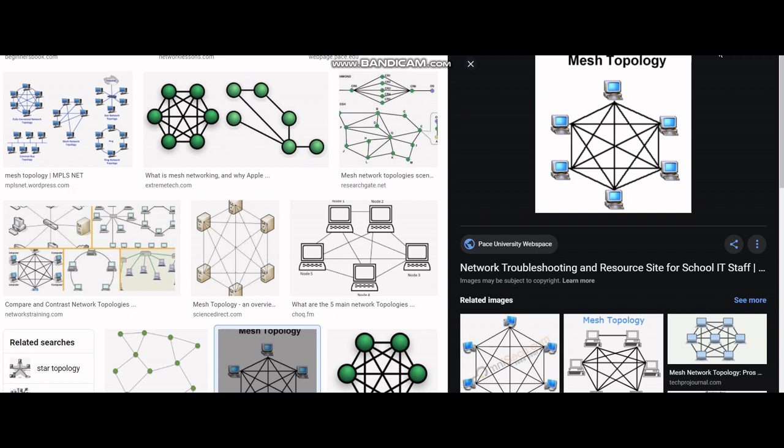Okay, so now let's move on to the next one, and I'm going to talk about mesh topology. So mesh topology, each device is connected to every other device on the network through a dedicated point-to-point link. So the link only carries data for the two connected devices only.